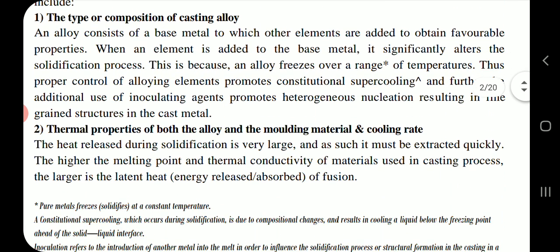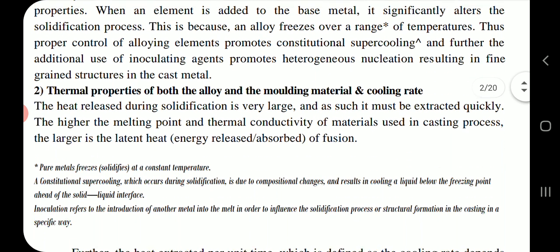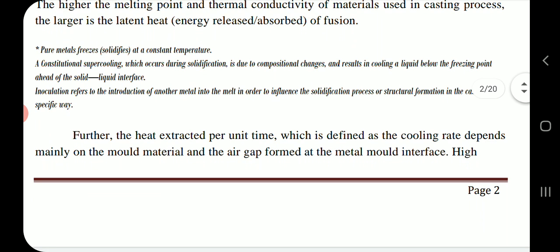Thermal properties of both the alloy and molding material, and cooling rate. The heat released during solidification is very large, and as such, it must be extracted quickly. The higher the melting point and thermal conductivity of materials used in the casting process, the larger is the latent heat energy of fusion released or absorbed. Further, the heat extracted per unit time, which is defined as the cooling rate, depends mainly on the mold material and the air gap formed at the metal-mold interface.